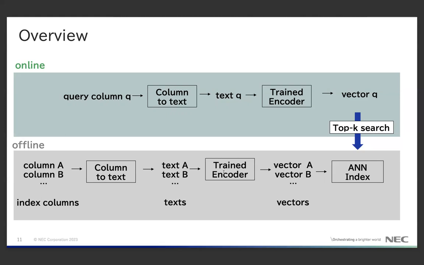I will introduce the trained encoder later. And then we embed the indexed columns into vectors, and we just index them into the ANN index, for example, using the FAISS library.